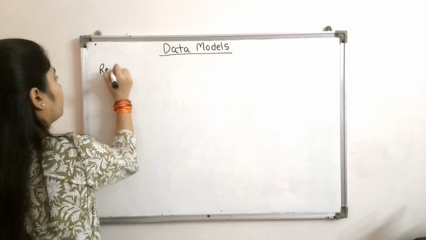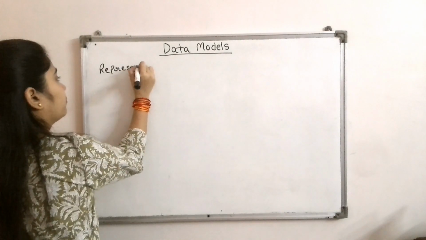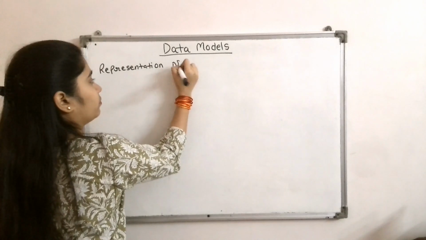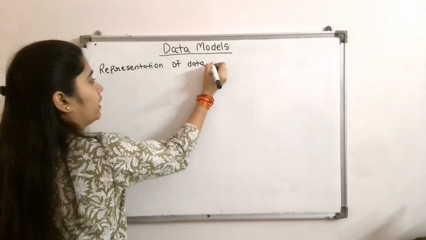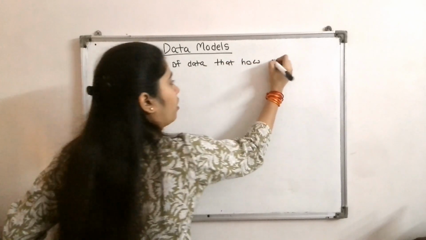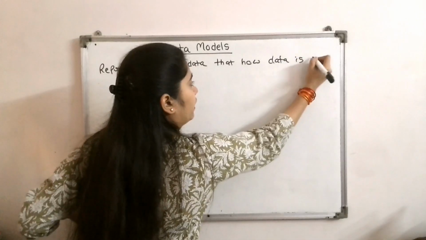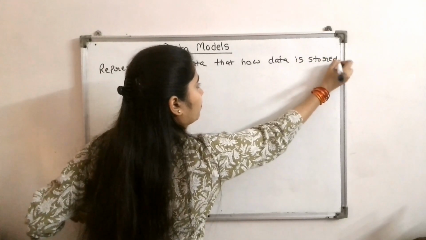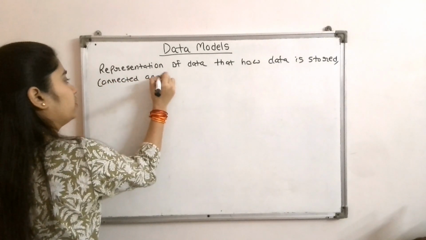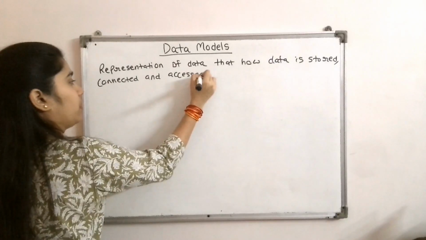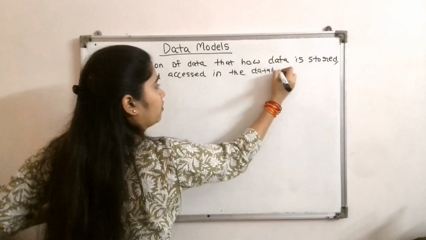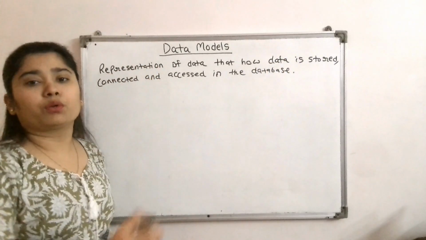What is this? Data model is a representation of data, that how data is stored, connected and accessed in the database. Okay, I hope you are clear with that.